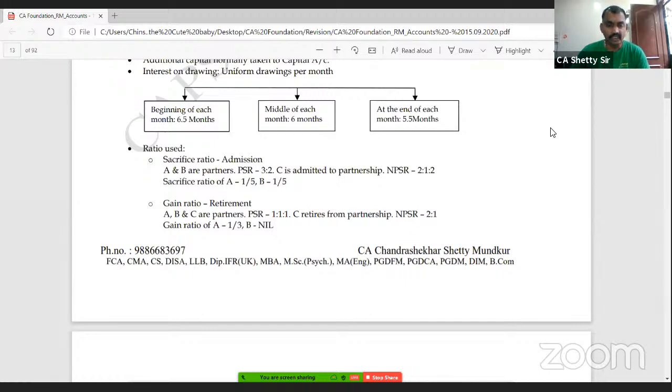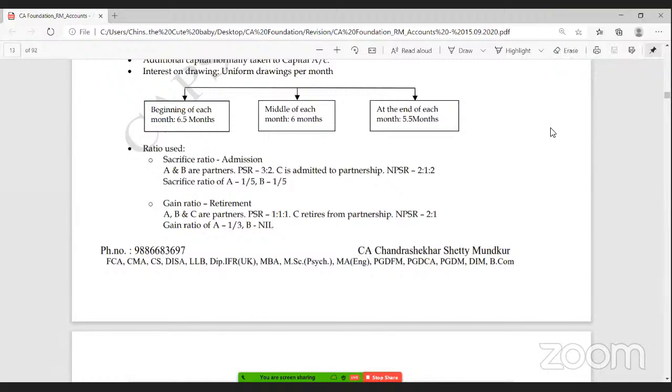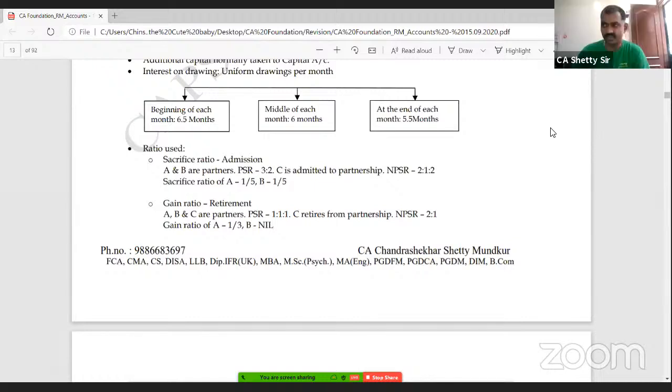Left side, new partner C: 3 by 9. Right side, an old partner B also gained: an old partner B is equal to 1 by 9.